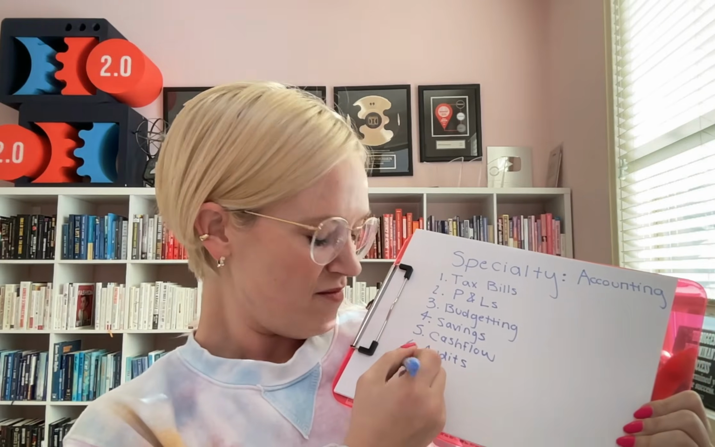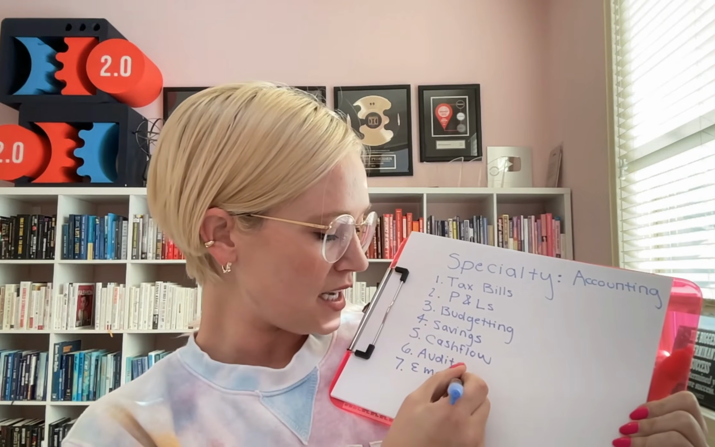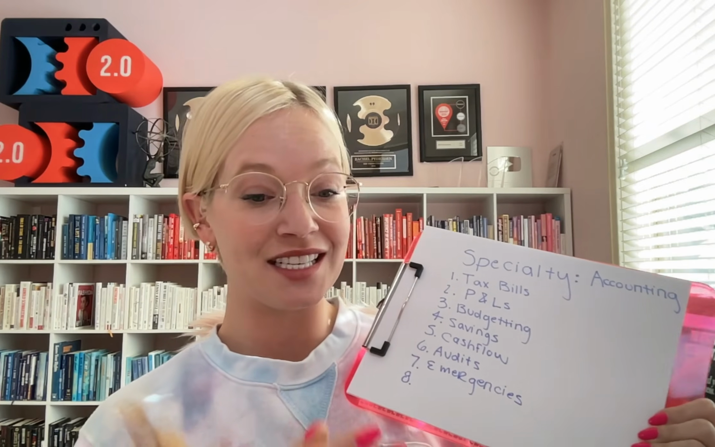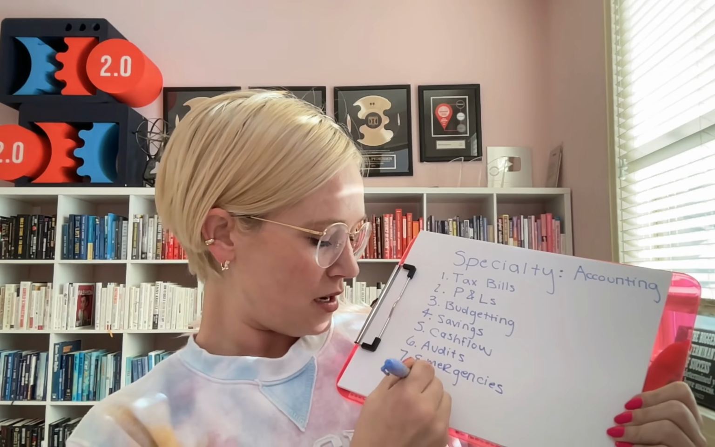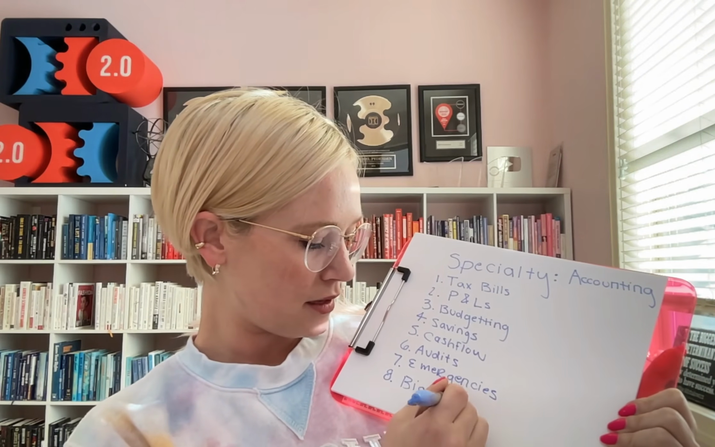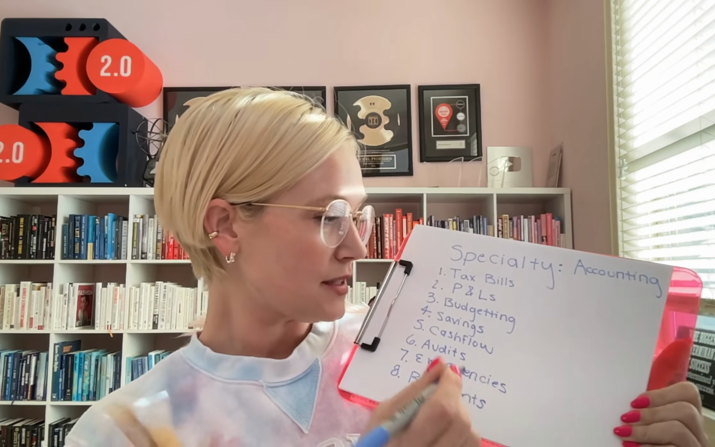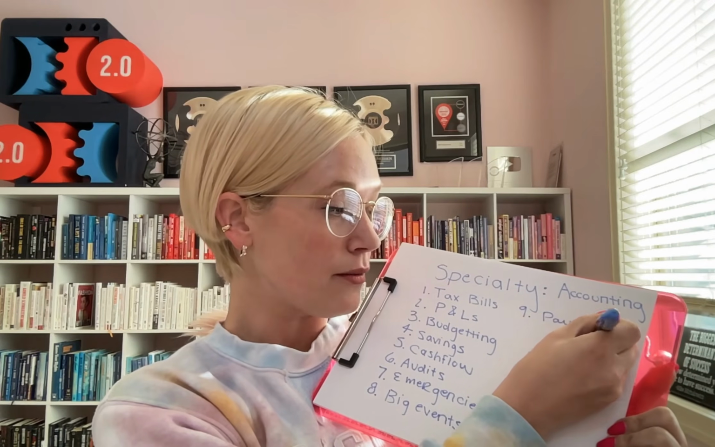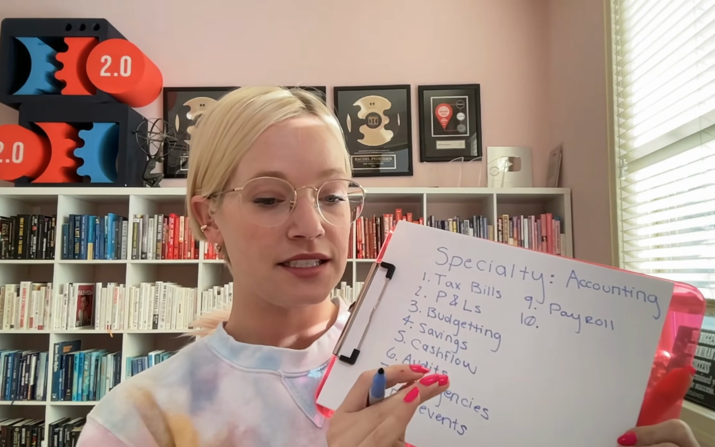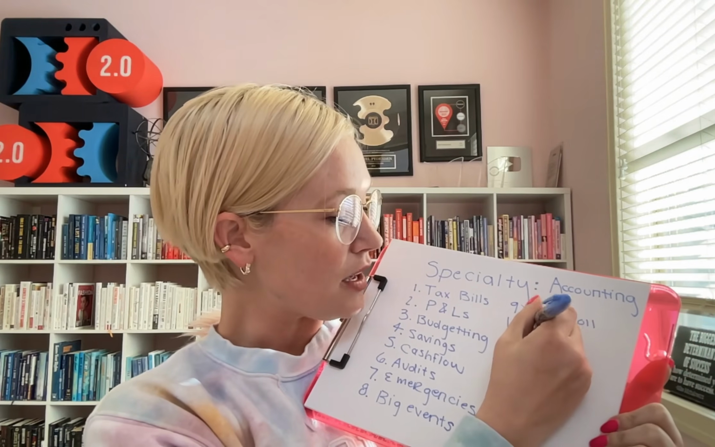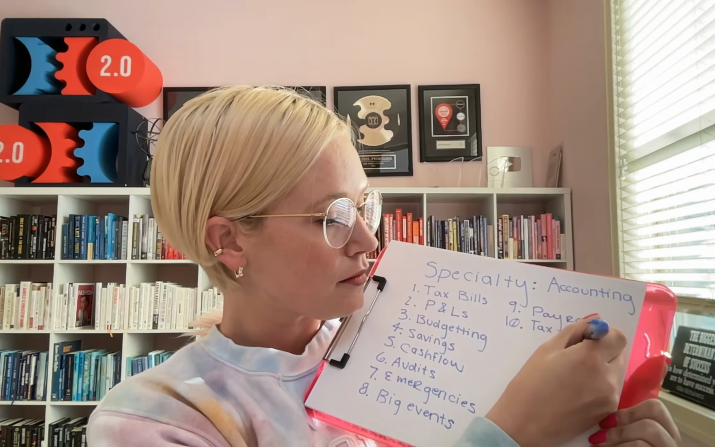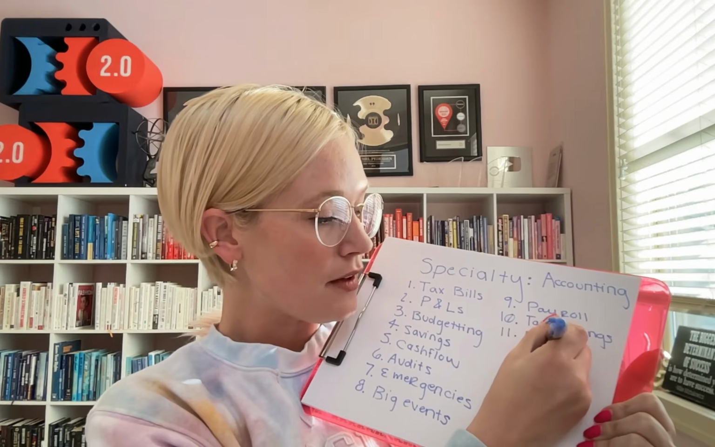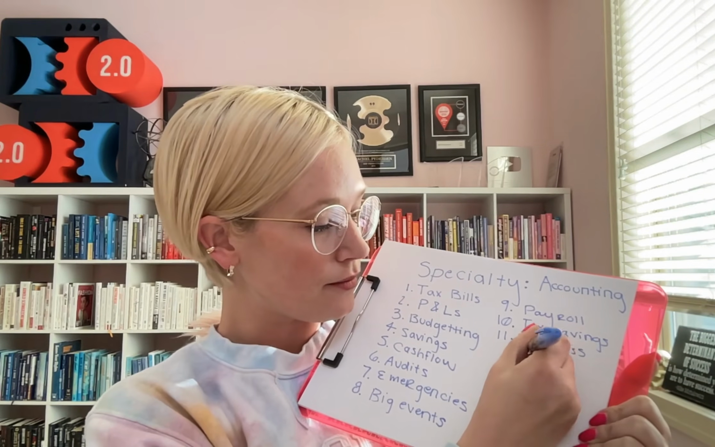Audits is number 6. Number 7 might be financial emergencies, right? Now, that's financial emergencies specifically, okay? So maybe number 8 is big events, like buying a house or sending your kids to college. Number 9 might be something like payroll. 10 is, how about tax savings? So you're getting kind of the gist of how this works, right? 11, business structures.